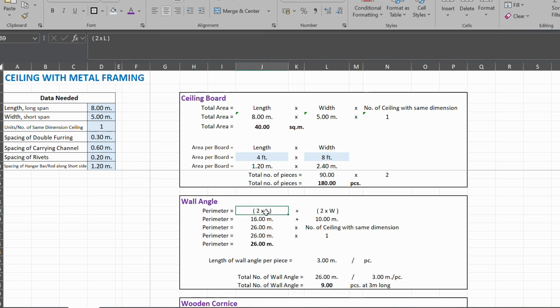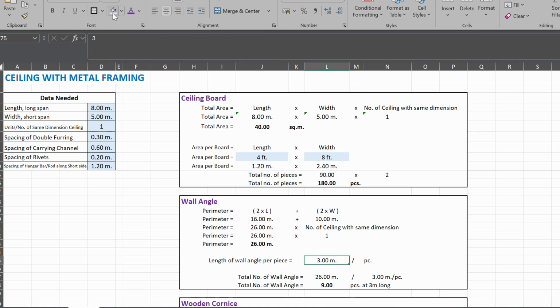So, 2 times perimeter talaga, 2 times length plus 2 times width. So, 2 times 8 is 16, 2 times width, short span is 5, is 10, so 16 plus 10, 26. Number of ceiling with the same dimension, for this example, is just 1. So 26 meters yung perimeter natin. So, yan po yung lalagyan ng wall angle. So, length of wall angle per piece.